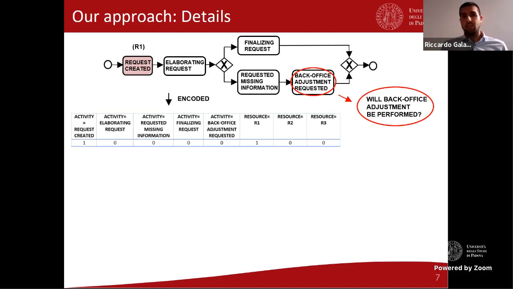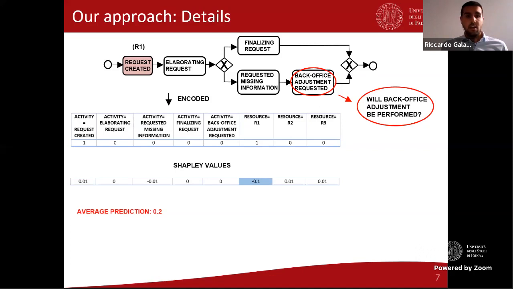Now let's start with the execution of this process flow. We start from the first request created, performed by resource R1, encoded in the way I just told you in the last slide. Then Shapley values are calculated, and here you have an average prediction, the average value predicted by the model. In general, it predicts 20% of the time that a back office adjustment will be performed. In this case, you have a current prediction of 10%, lower than the average prediction.